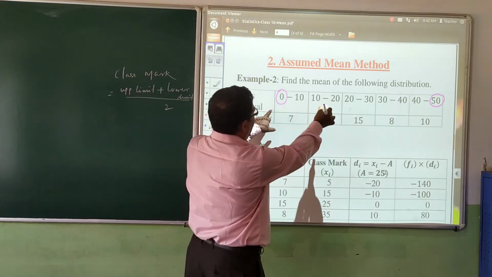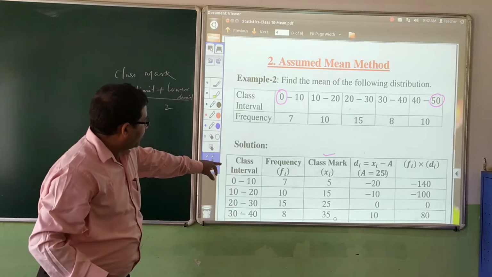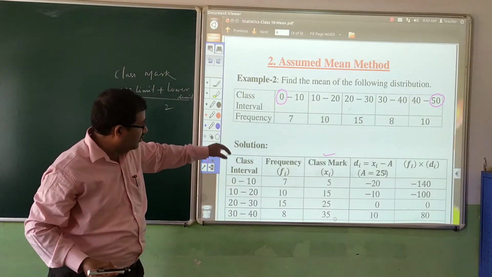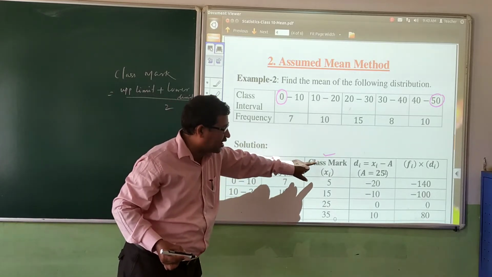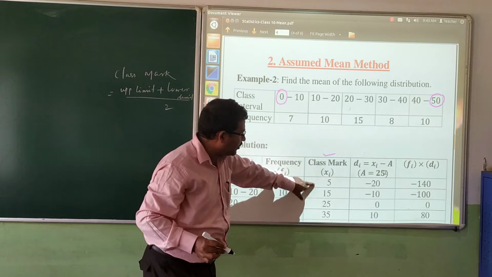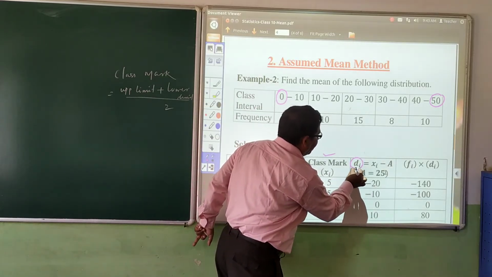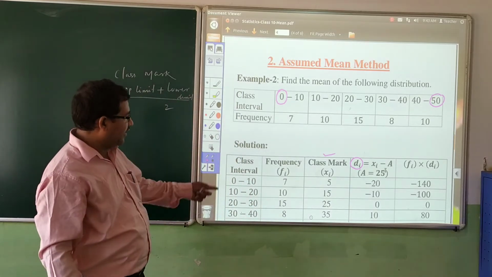It cannot be less than 0, it cannot be more than 50. So when we found the class mark, as we have already drawn in the previous direct method, class interval was there, frequency was there, class mark, you already know how you can find the class mark. Now you have to find another column with di. What do you mean by di?